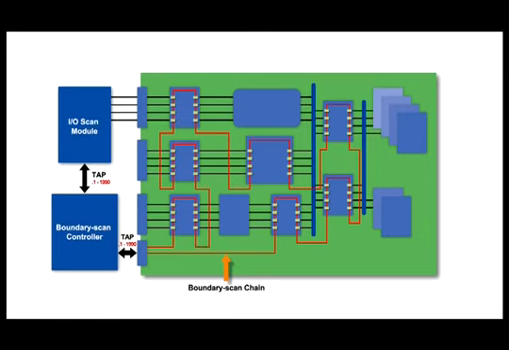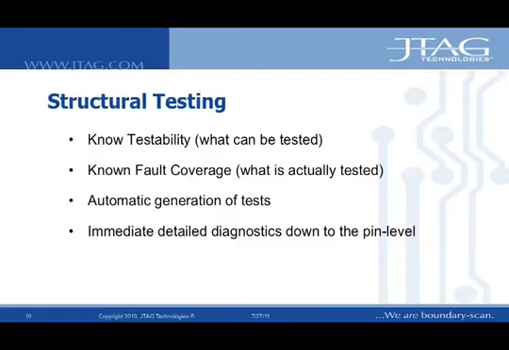The first application that uses the boundary scan register is structural testing. This test method focuses on the test of connections between different chips on a printed circuit board. Structural testing has the following advantages. Known testability, what can be tested. Known fault coverage, what is actually tested. Automatic generation of tests and immediate detailed pin-level diagnostics are available.